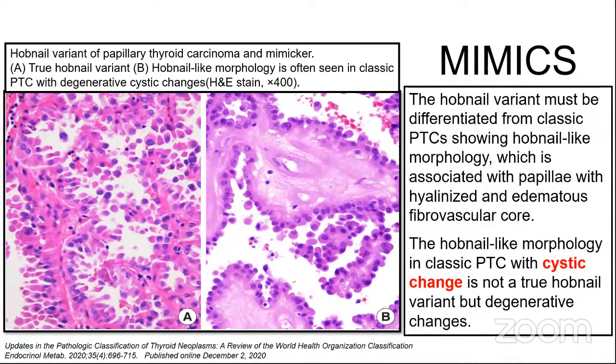Mimickers of hobnails can be seen, as we said, in the original and the mimic. You're looking here at a thyroid papillary carcinoma, the true hobnail variant. And then we see papillary thyroid carcinoma undergoing degenerative changes. And here, the cells appear to be hobnailed, but they are not showing the true features of the hobnail cell. So this hobnail-like morphology is associated with a cystic change. So the question that can be asked here is that in dental or odontogenic cysts, could it be that cystic change is what shows some of these epithelial lining cells to develop a hobnail type of morphology?